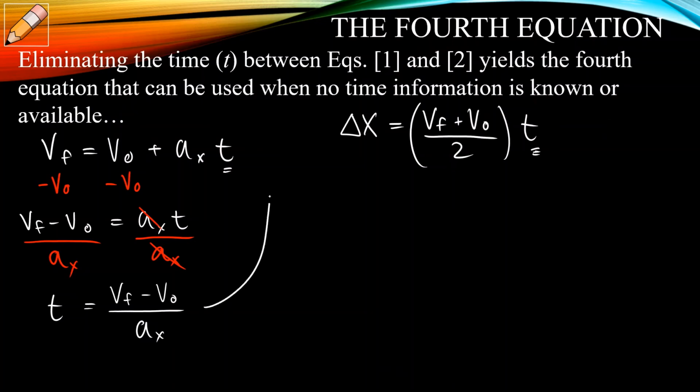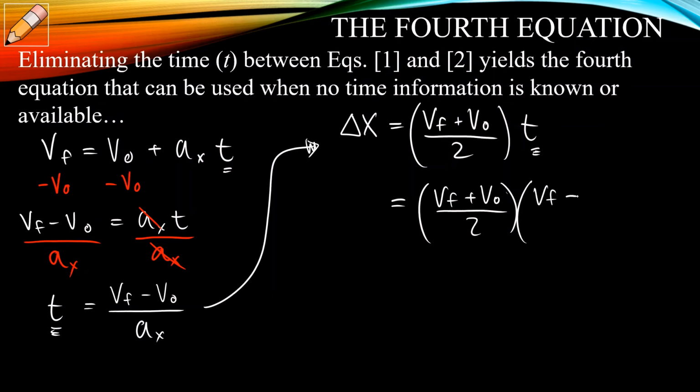This is what I'm going to plug into this equation because this time t is equal to this, and I can replace that there. So let's see what happens when I do that. I've still got this first term here, nothing has changed about that. But I'm going in and replacing t with this new term that I got from my first equation, the final velocity minus the initial velocity divided by the acceleration.